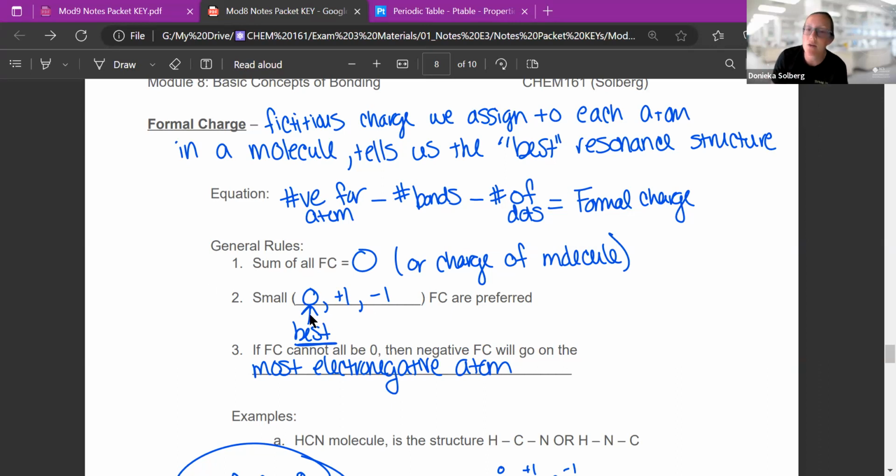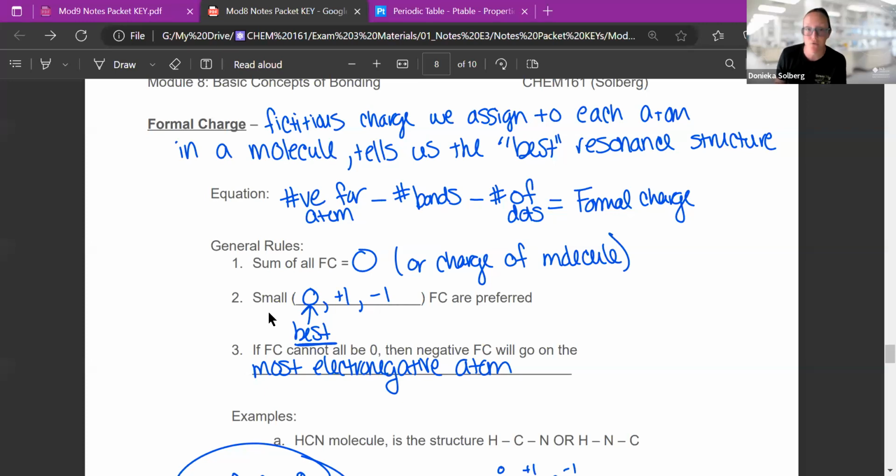Okay, now the general rules for deciding which one is best: the sum of all the formal charges has to equal 0, or whatever the charge of the molecule is. And that will happen if you calculate them correctly. So this is just kind of a check for you. Now, which one is best? The smaller formal charges are preferred.